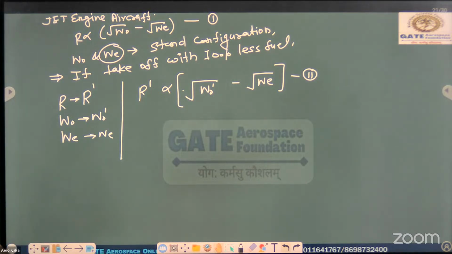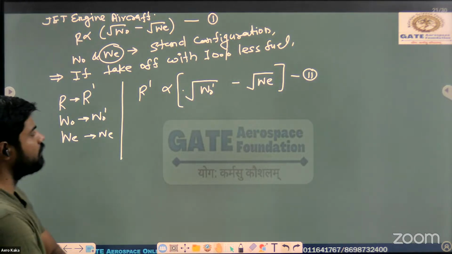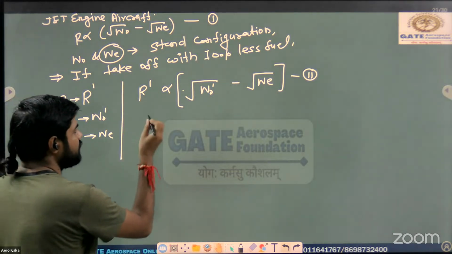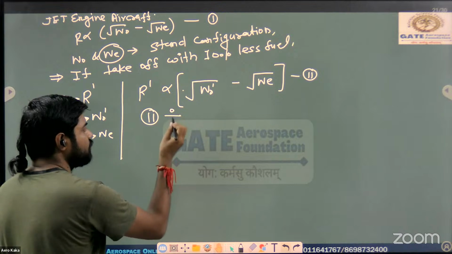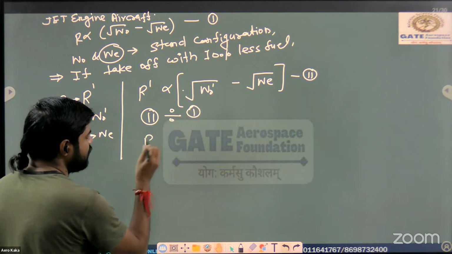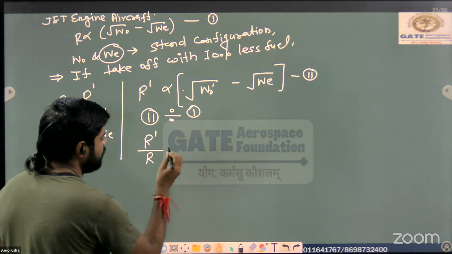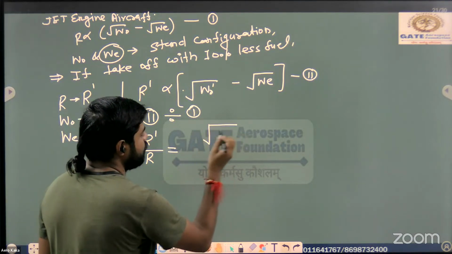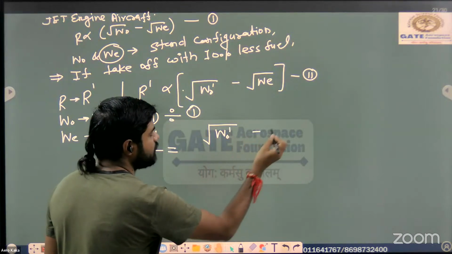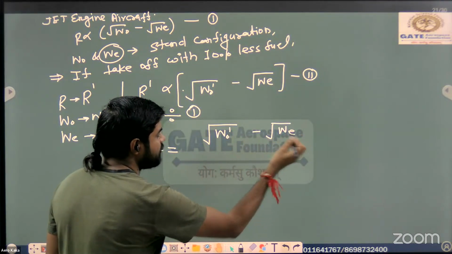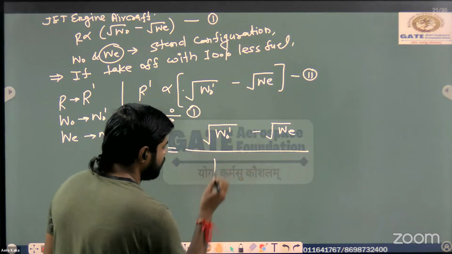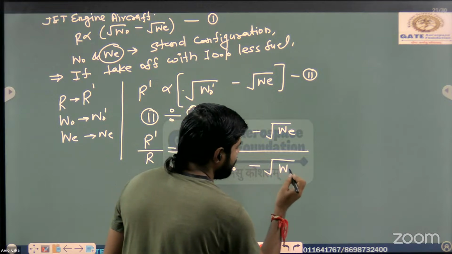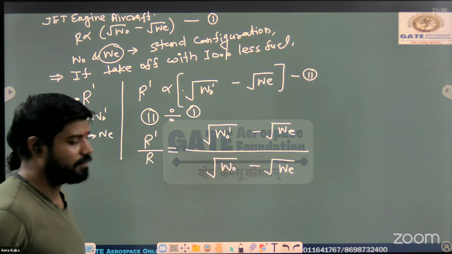If you want to simplify it further, take the ratio of these two. Let's divide equation 2 by equation 1. Then R prime upon R is equal to root of W0 prime minus root of WE, divided by root of W0 minus root of WE. Do you agree? Check please.